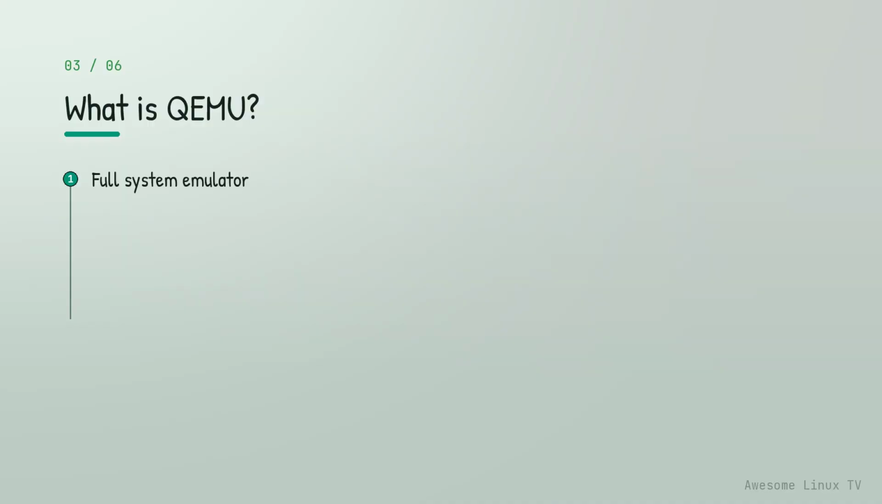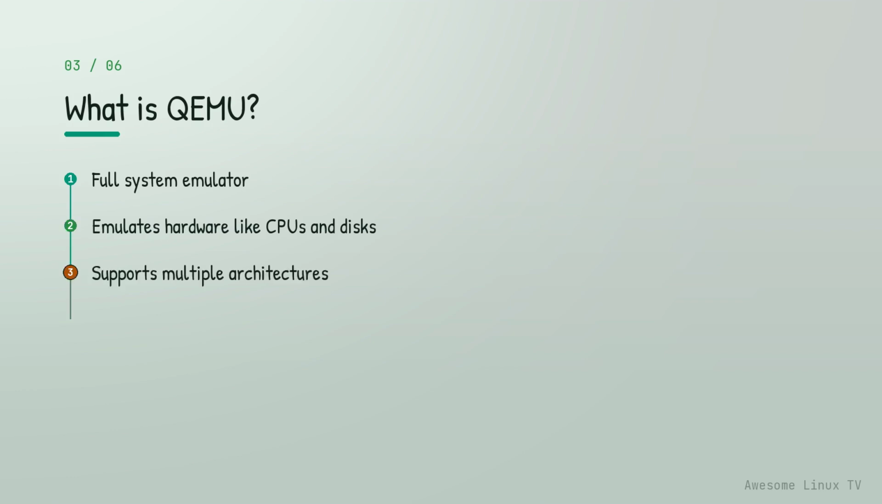QEMU, short for Quick Emulator, is a flexible piece of software that can emulate an entire computer in software. It can mimic different processors, network cards, and storage controllers without any physical hardware changes. On its own, it's slower because every instruction is translated, but it's incredibly versatile for testing or running legacy systems.